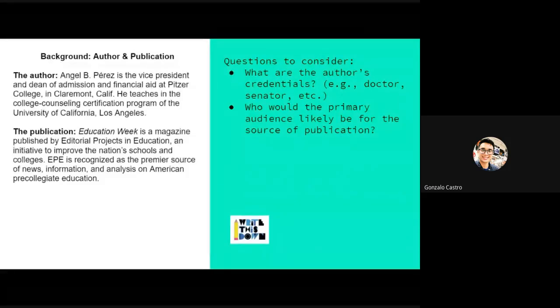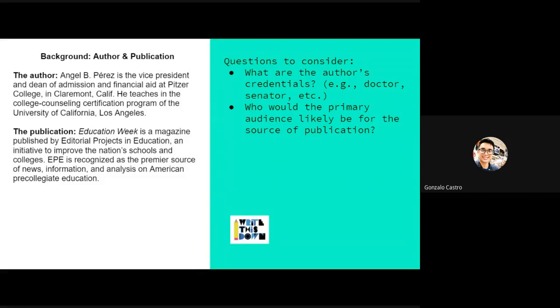If we look at the source of publication, we find out that Education Week is part of an organization that is designed to improve the nation's schools. And EPE is a major source of news, information, and analysis on American pre-collegiate education, meaning before college. That's what the word pre-collegiate means. So this would include high school education. So now that gives us a better idea of who the possible audience might be.